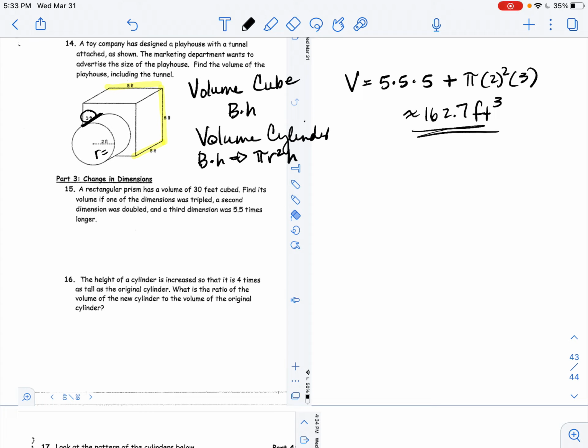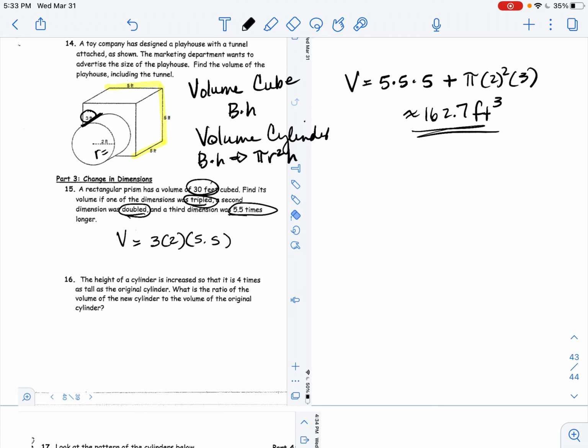Find the volume if one of the dimensions was tripled, a second dimension was doubled, and a third dimension was 5.5 times longer. Okay, so let's think about this. Find its volume if one of the dimensions was tripled, so that's going to be 3 times. A second dimension was doubled, that's 2 times. And a third dimension was 5.5 times longer.